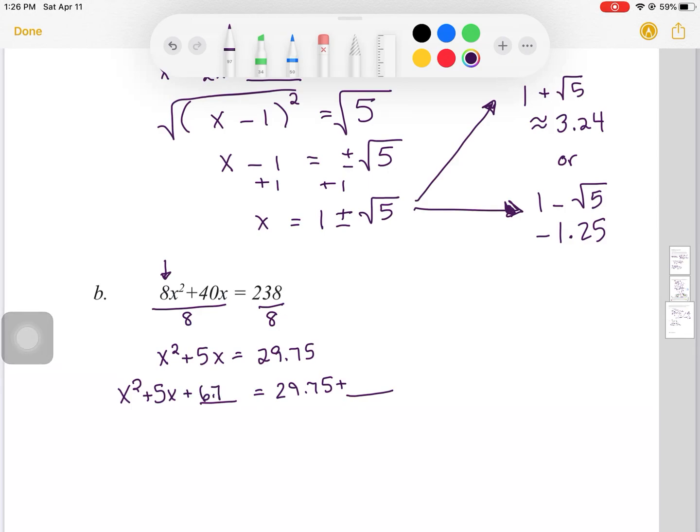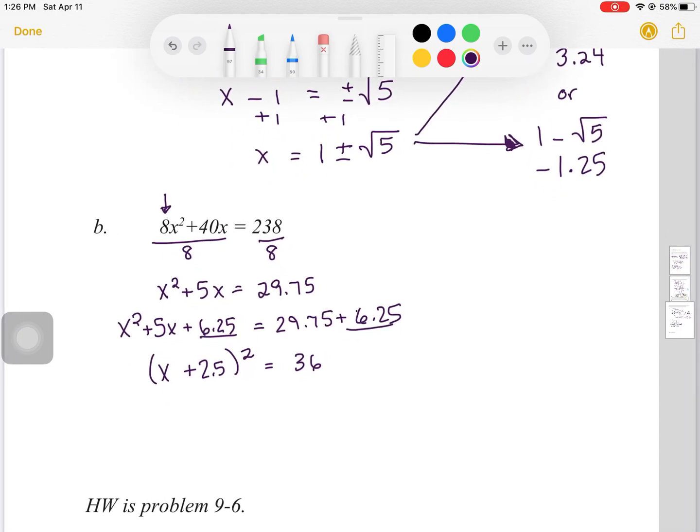So I'm going to add 2.5 squared, I believe, is 6.25. Yep, 6.25. So I'm going to fix that. 6.25. And then I'm going to add 6.25. And fortunately for us, this is working out really nice. So this becomes x plus 2.5, the quantity squared, equals, these two add together and give me 36. Even better, because now when I take the square root of both sides, 36 is a perfect square.